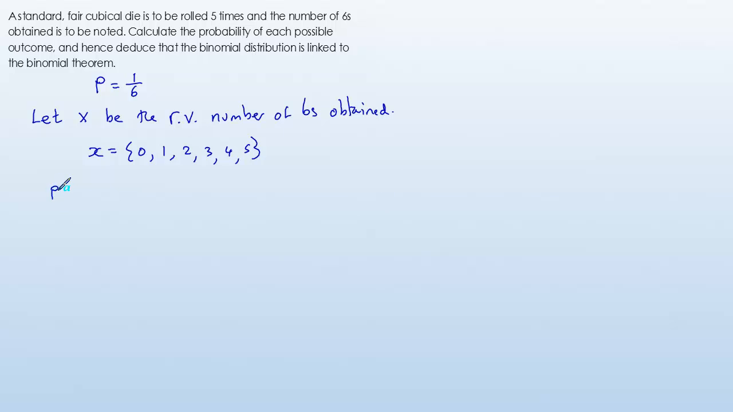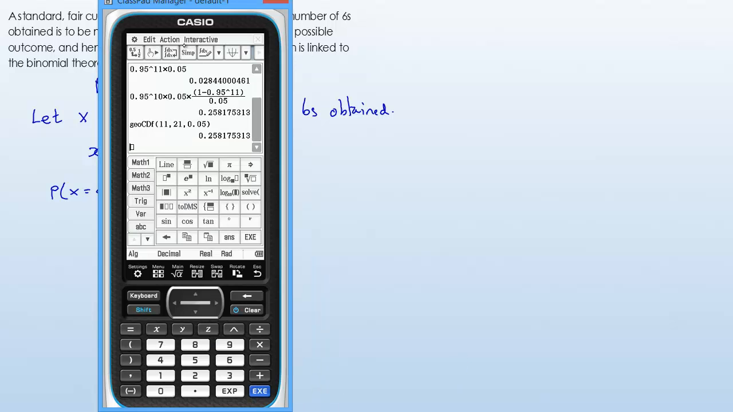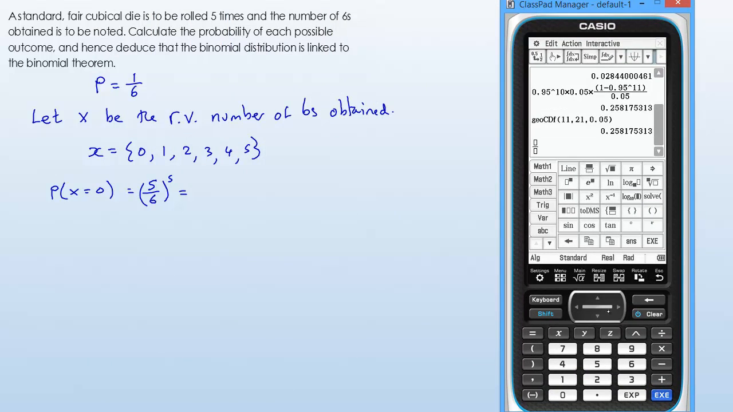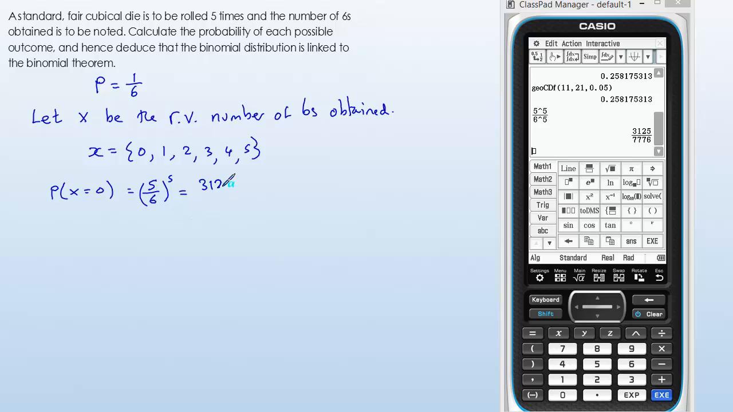So, let's look at the probability that x is equal to 0. Well, for that to happen, we must just have 5 failures. So that's just going to be 5/6 to the power 5. So let's go into standard and do 5 to the power 5 over 6 to the power 5. Of course, we could have just done 5/6 to the power 5. And then that is 3125 over 7776.